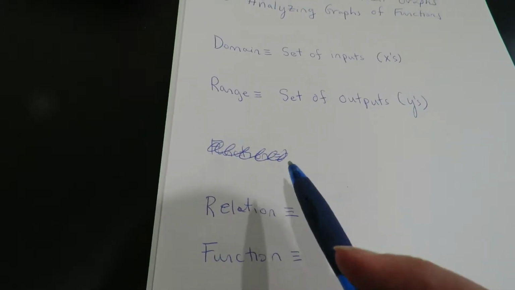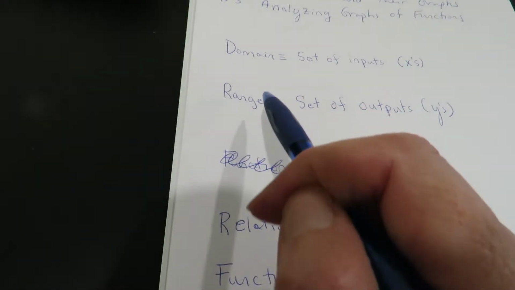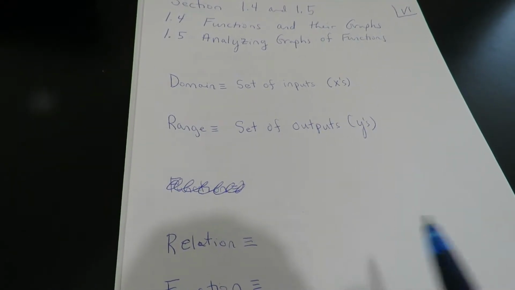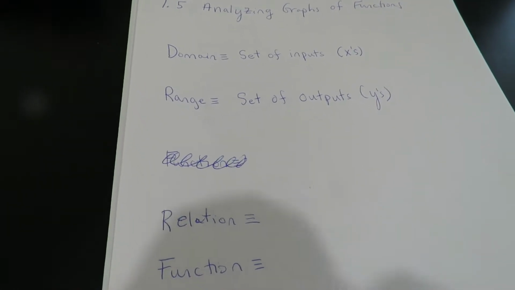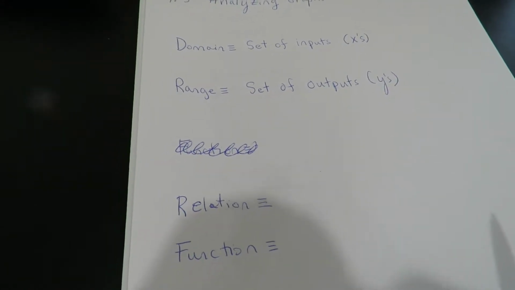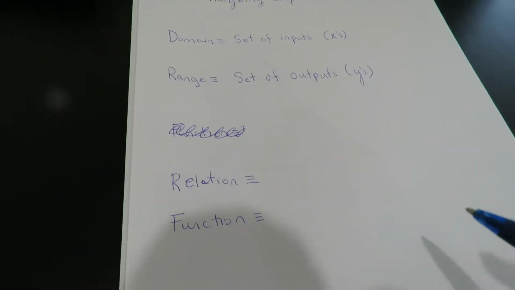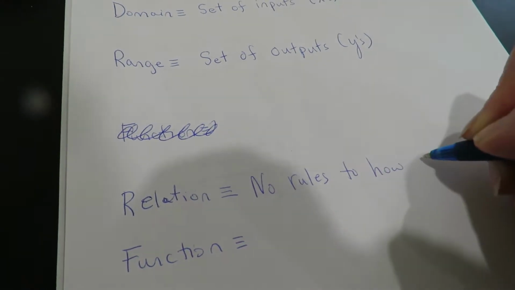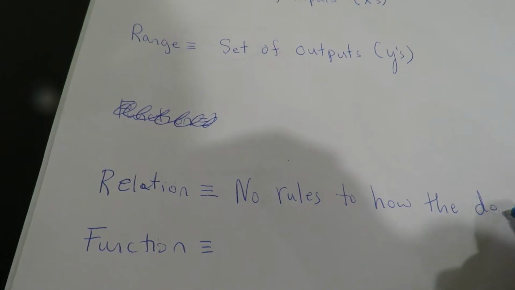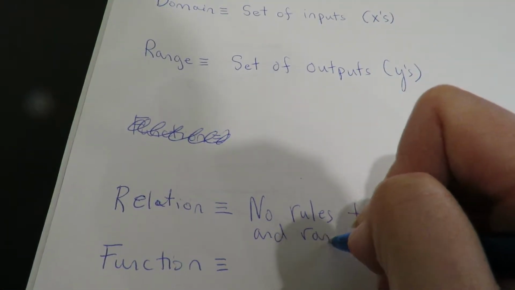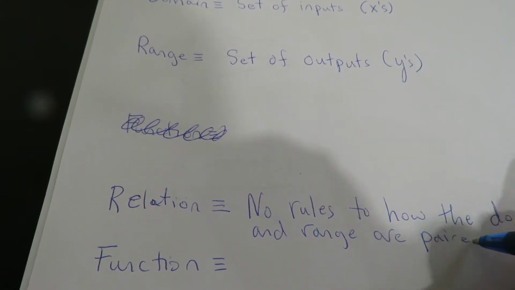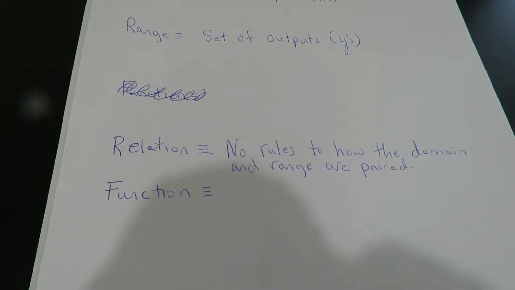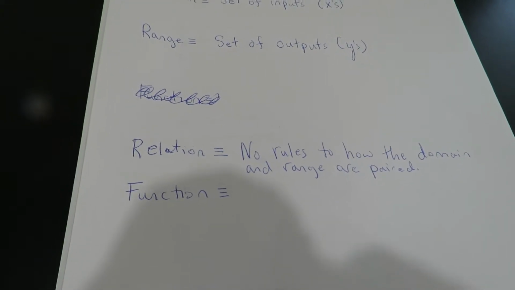Okay, so when we start to talk about how you can combine the domain and range, we're going to now talk about how you can combine a domain and a range. If you combine a domain and a range with no rules applied, we would call that a relation. There's no pattern to how the domain and range are paired. There's no particular patterns, there's no rules to break, there's just nothing. A relation means that they're just paired in a random fashion.